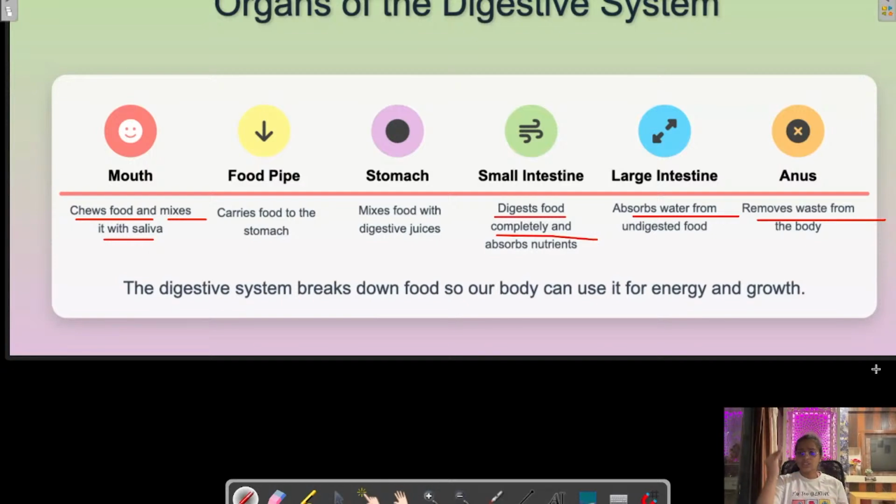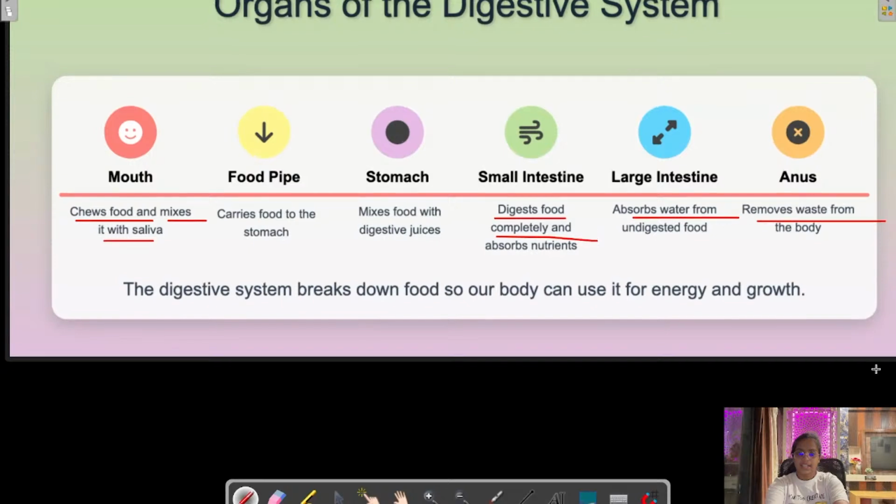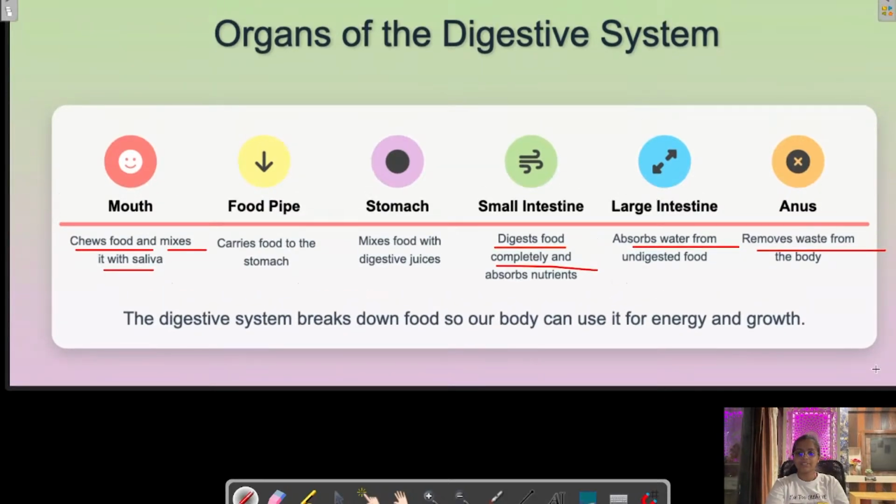And growth, okay, to grow fast. That is why we need a digestive system, so that we can absorb all the nutrition from the food, and we grow very fast. And even that energy, whatever energy we get from that food. Yes, I can see. Understood everyone?